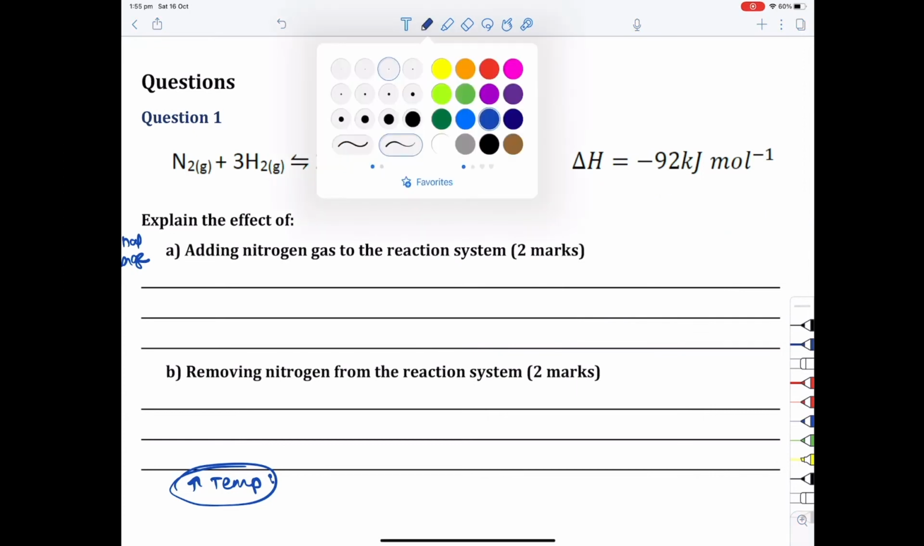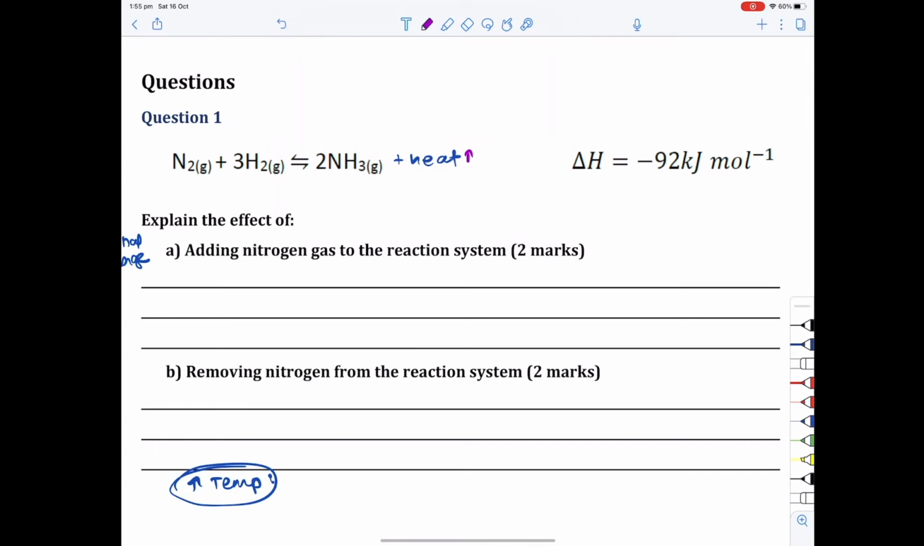I go, well, what was the stimulus? It was an increase in temperature. What's the opposite? We're trying to decrease temperature. How do I decrease temperature? I use temperature down. Does everyone agree? So we favor the reverse reaction.